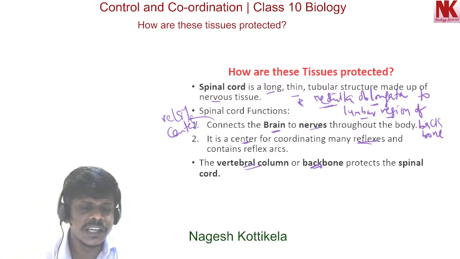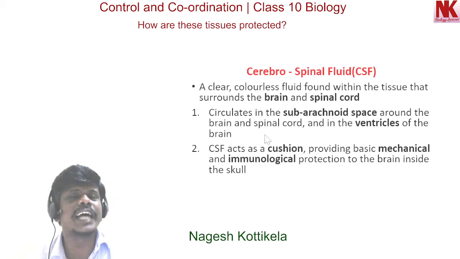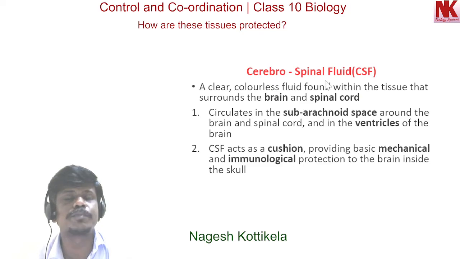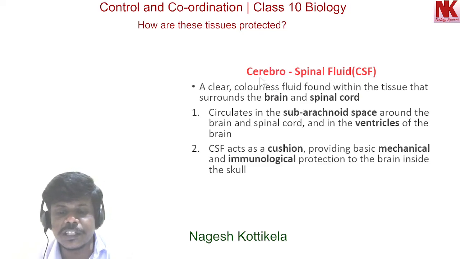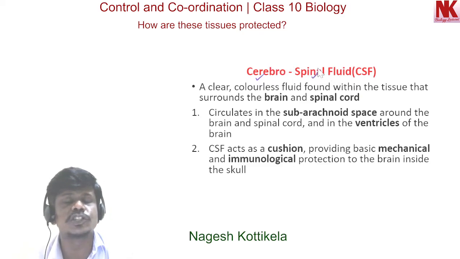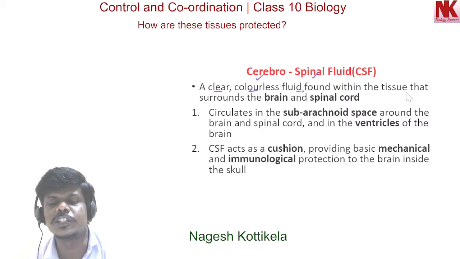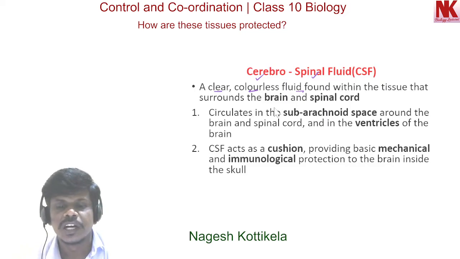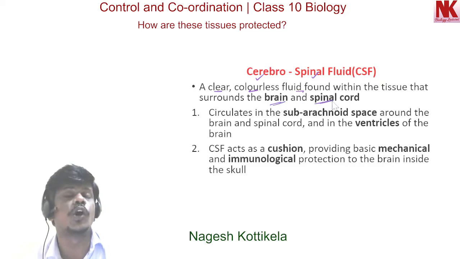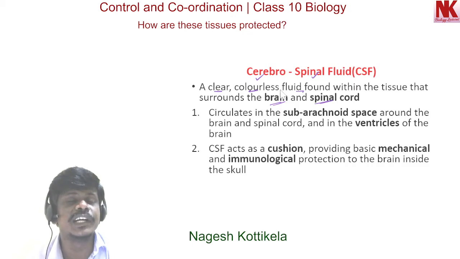Now, one more very important aspect we speak about is cerebrospinal fluid. It is protecting both the brain as well as the spinal cord. This cerebrospinal fluid is a clear, colorless fluid found within the tissue that surrounds the brain and spinal cord.